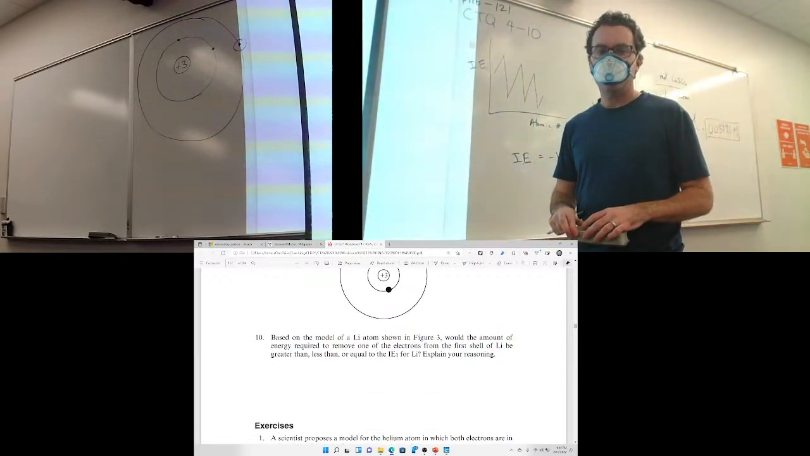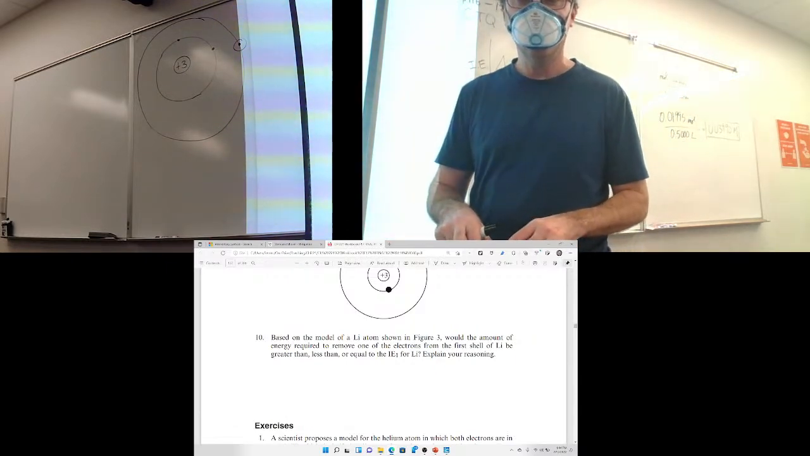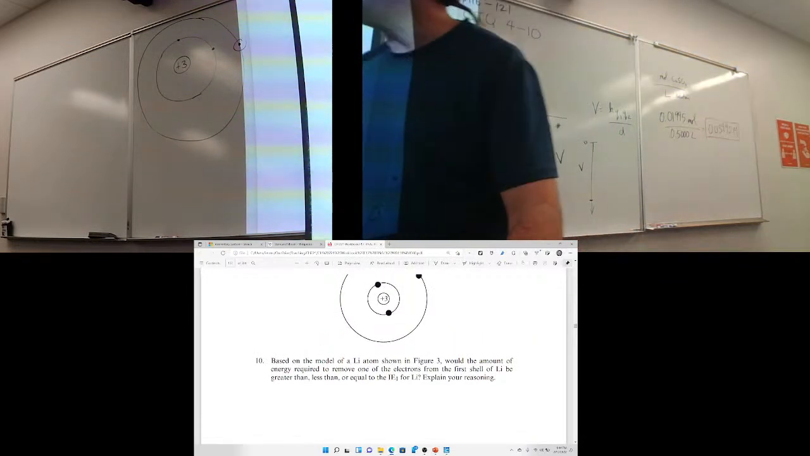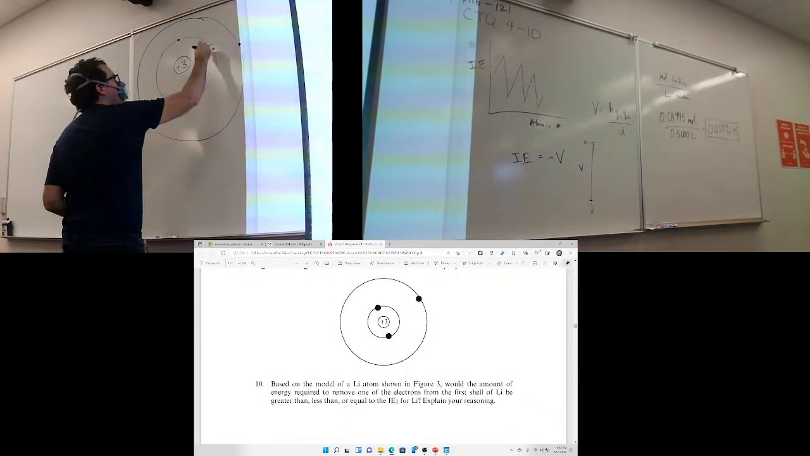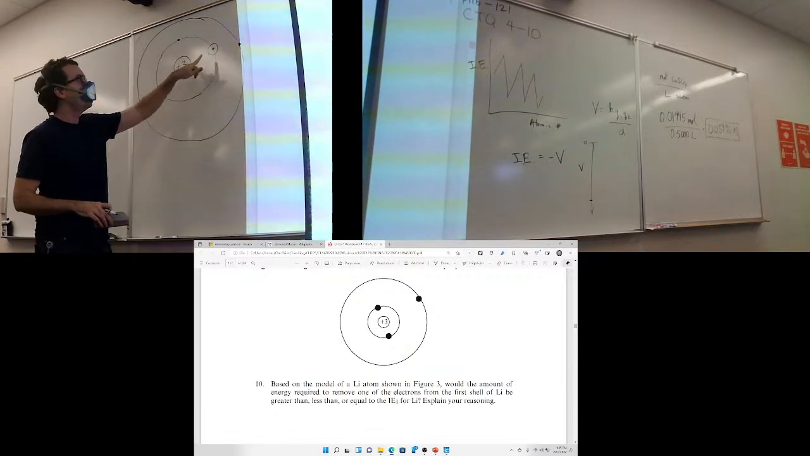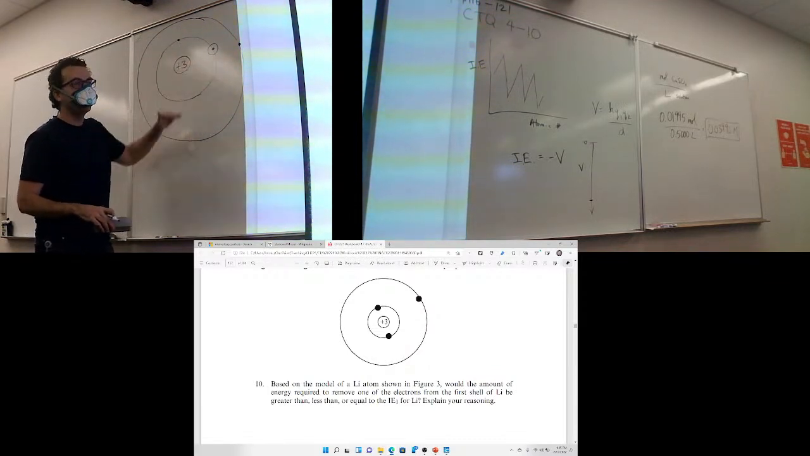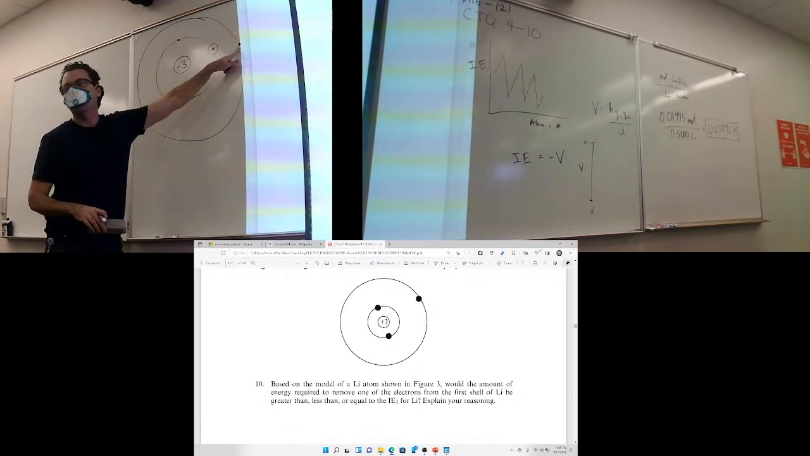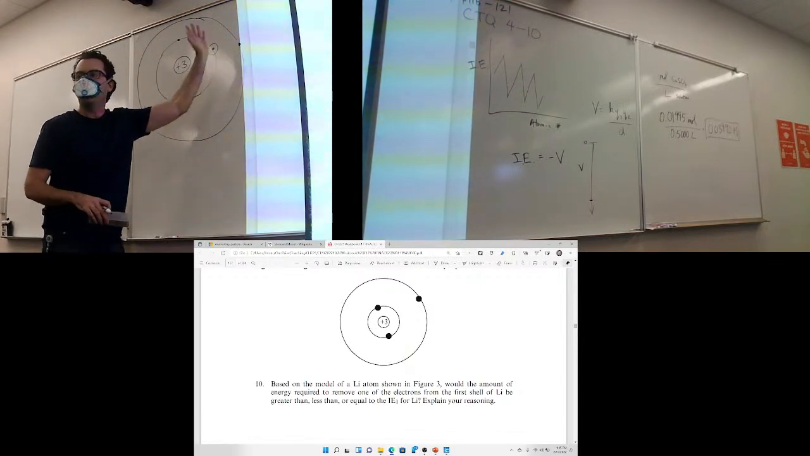Based on the model, would the amount of energy required to remove one of the electrons be greater than, less than, or equal to the ionization energy for lithium? So what they're saying is, let's focus on not removing this electron. What if we try to remove this electron instead? How much energy would we need to spend to remove that electron? A lot, because it is closer, and it's still being attracted by a +3 charge. So this electron has a much lower potential energy than this electron does. We need a lot more energy to remove this one. This one is the easier one to remove. It's further away.